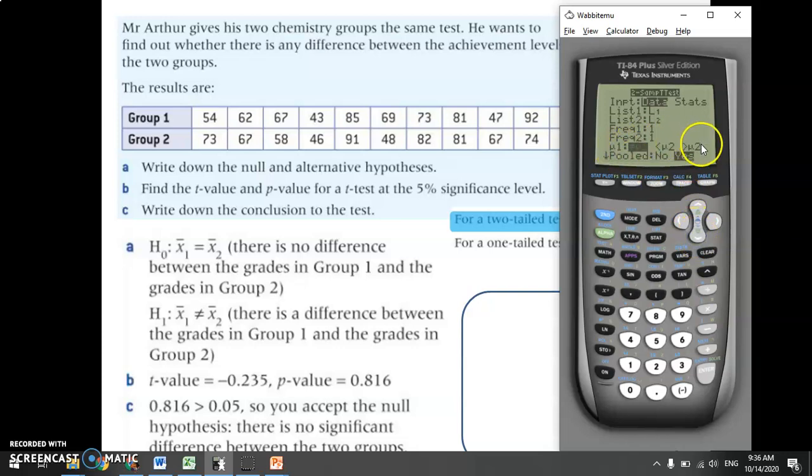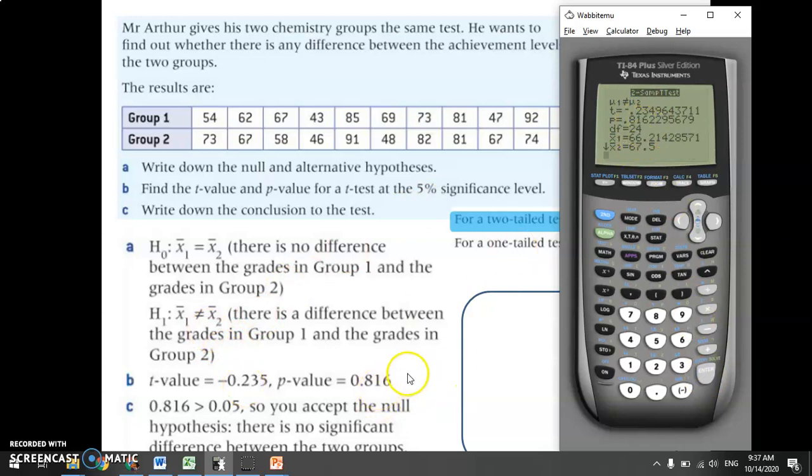Here is where you set your alternate hypothesis, right? You can say the first mean is not equal to the second mean, or you can do the less than or greater than. But in this one, we're looking to show that the two means are not equal. So I'm going to select that one, enter. Where it says pooled, we do yes, because I'll explain what that means in a moment. And at the bottom, we're going to do calculate. So enter.